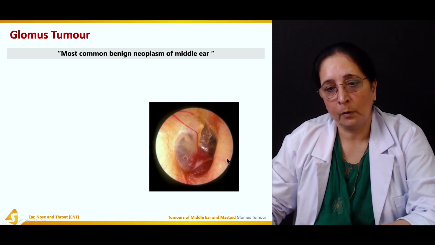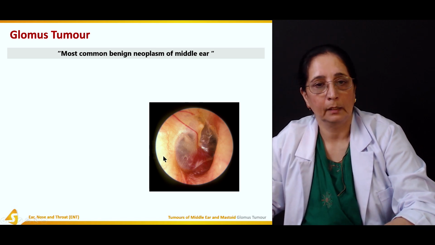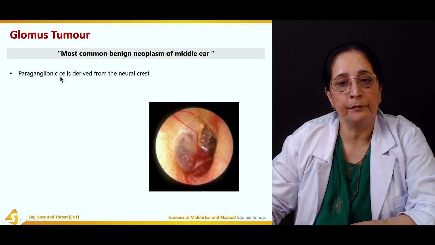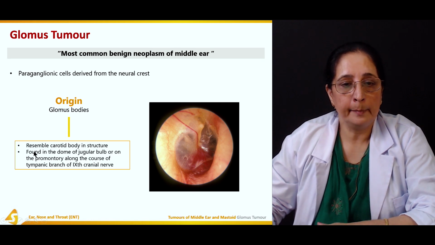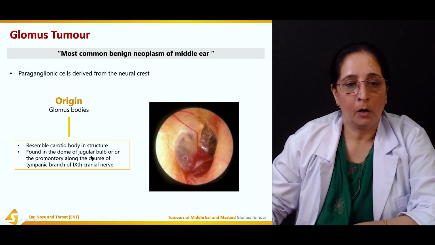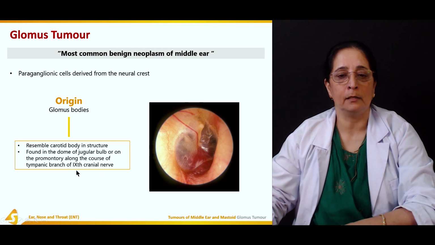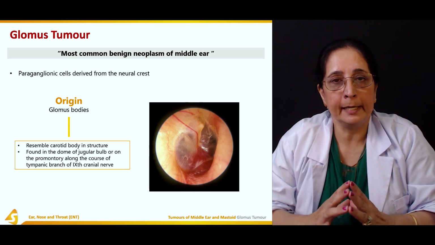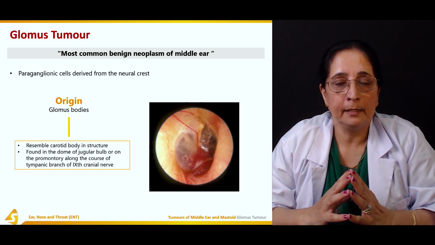If you see, that's how it presents on otoscopy. This is the diagram. Glomus tumor develops from paraganglionic cells which are derived from neural crest. Origin: glomus bodies resemble carotid body in structure, found in the dome of the jugular bulb or on the promontory along the course of the tympanic branch of the 9th cranial nerve. So this is from the tympanic branch, from the promontory along the course of the tympanic branch of the 9th cranial nerve.